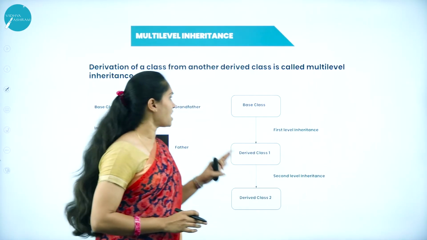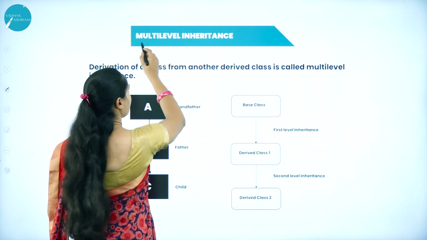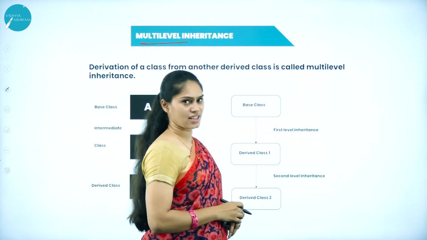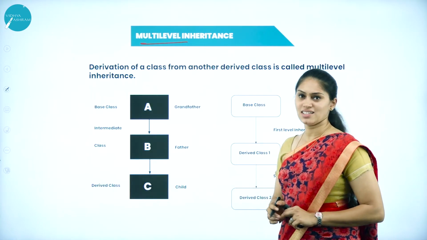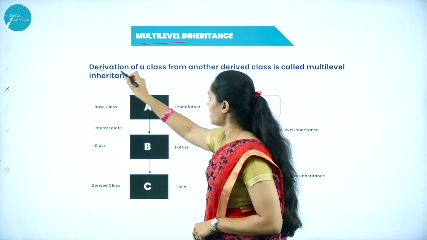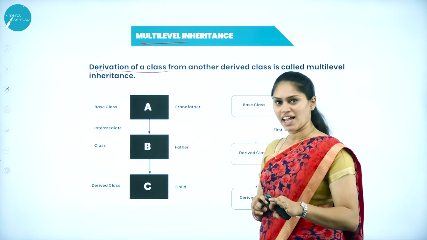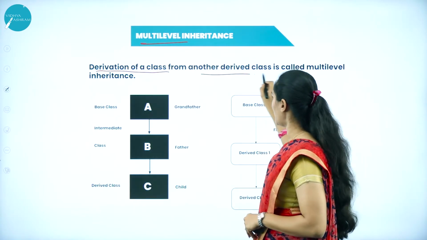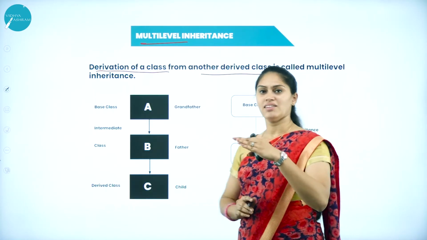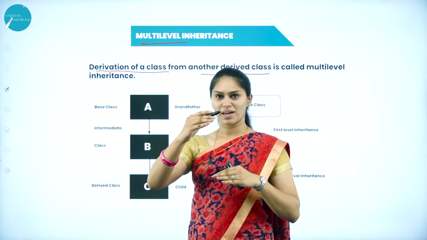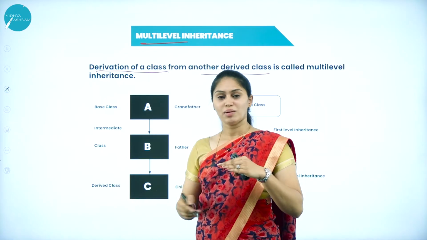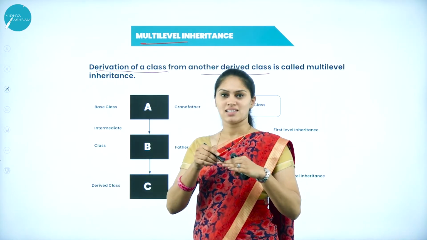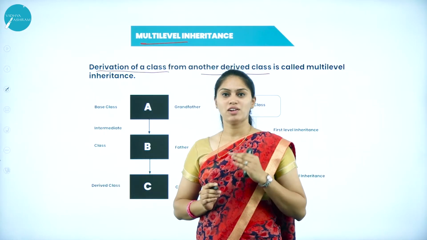So which is the next type of inheritance that I have? That is multi-level inheritance. As the name indicates, in multi-level inheritance, a derivation of a class takes place from another derived class. I have a base class and a derived class, and I am creating one more derived class from the already derived class. That means there will be more than one level.